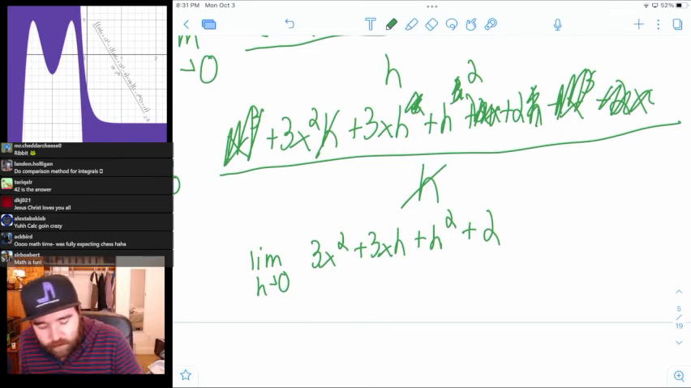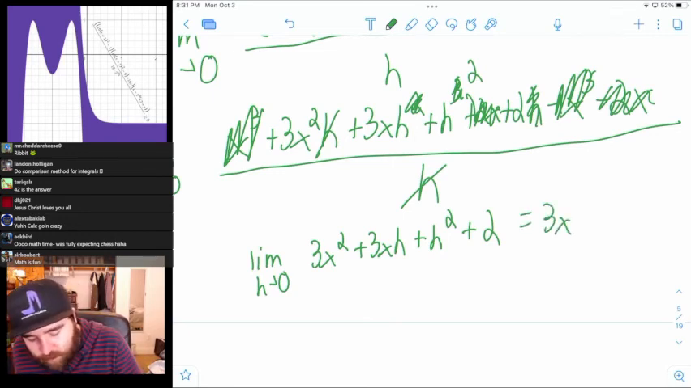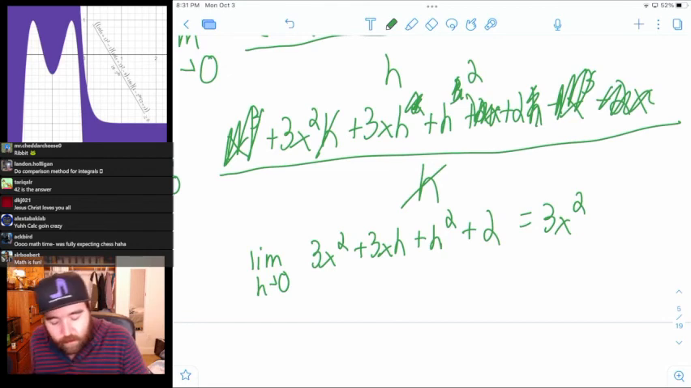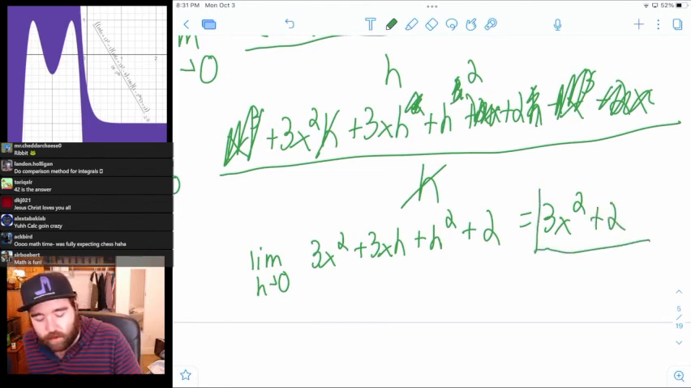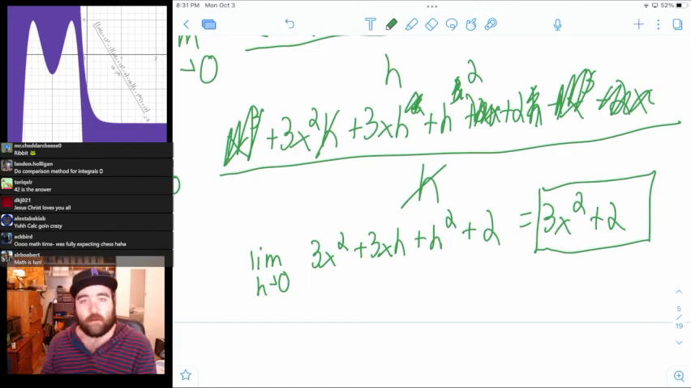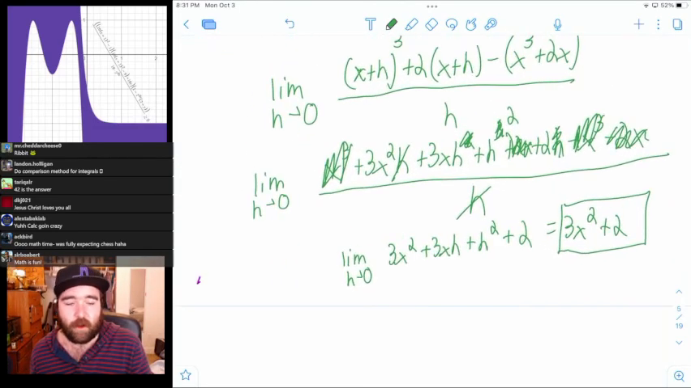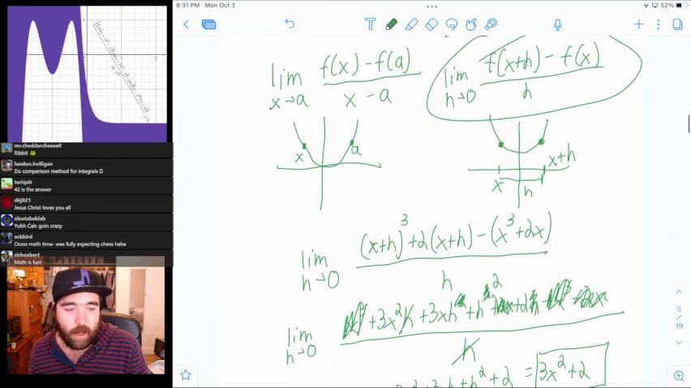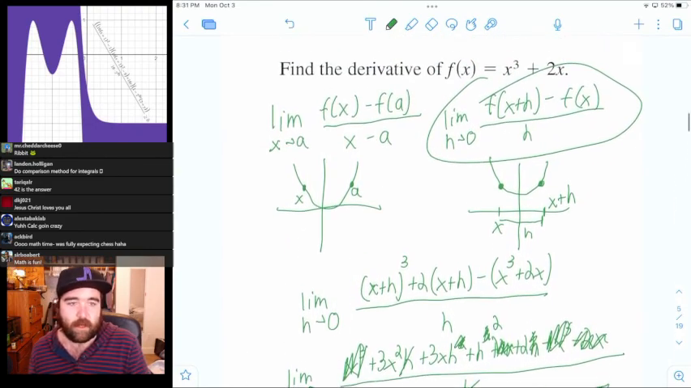So what do we get when we do that? The 3x squared just stays 3x squared. The next one turns to 0 because you're multiplying by h. h squared is also 0. And so you're just left with the plus 2. And that should be the derivative of this function. If you know the power rule, you can check your answer real quick. Does that make sense? If you know the power rule, you will see that it does.